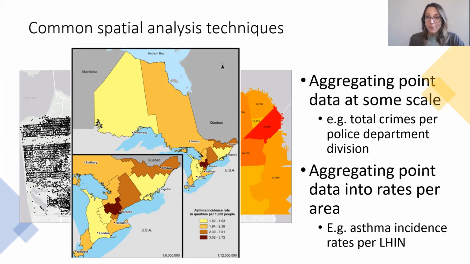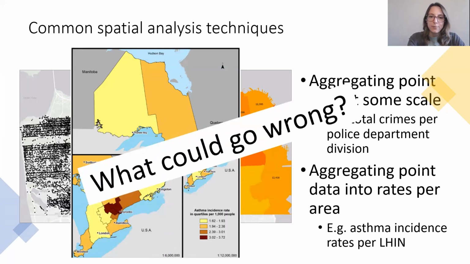So this sounds really, really useful. Aggregating point data into a map form seems to be a really awesome way to look at these trends. But what could go wrong? What issues could arise from that?